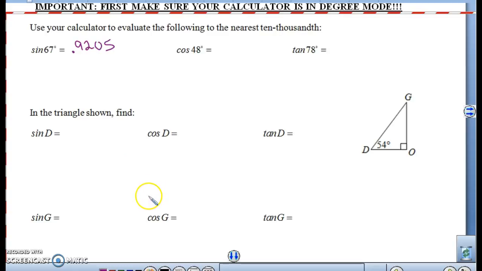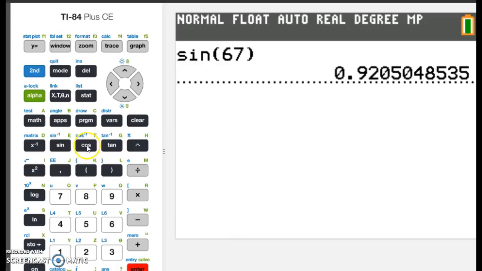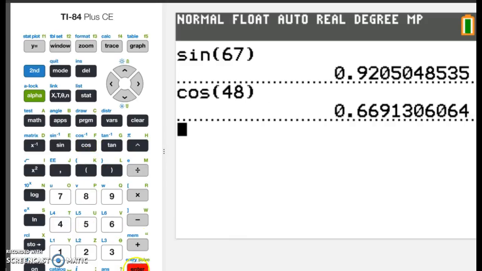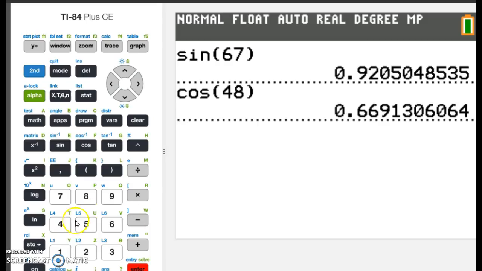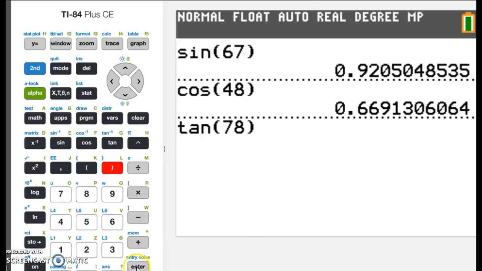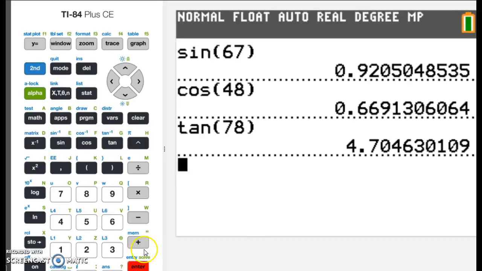The next one is cosine of 48. Again, cosine is here. 48 goes in parentheses, enter. 0.6691 is your value. And then tangent of 78, do the same thing. Tan 78 is 4.7046.